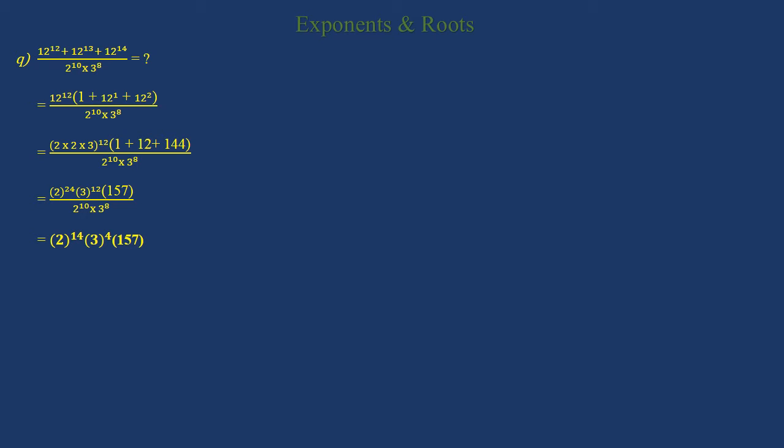This is another question on exponents and roots. It is a very interesting and simple question because in the numerator we can see 3 terms having the same base. So what we're going to do is apply factorization, right? And we're going to get an answer which is equal to 2 raised to the power 14, 3 raised to the power 4 into 157. We can further simplify it, but it is going to give us a very long answer.